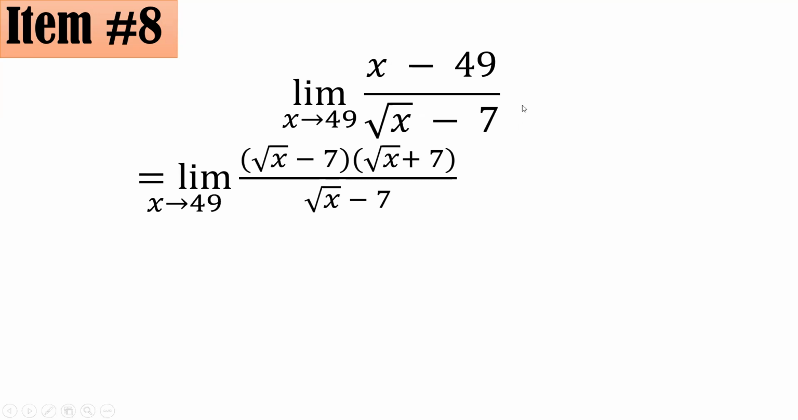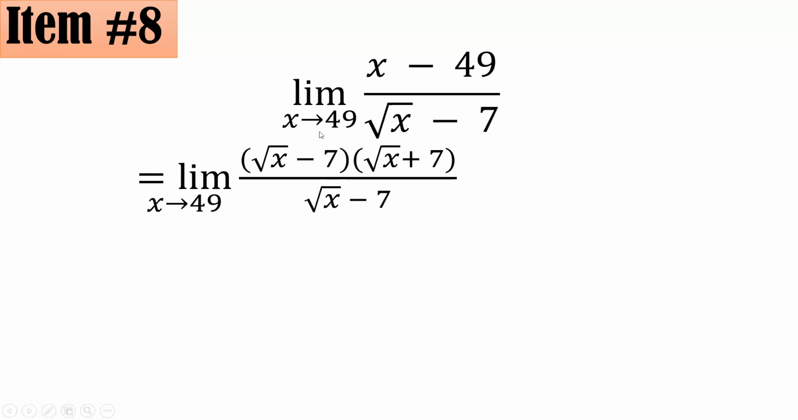Yung ginagawa naman po ng iba ay iba din. Nagmumultiply sila ng conjugate ng denominator na may radical. So yung conjugate ng square root of x minus 7 ay square root of x plus 7. So magmumultiply sila ng square root of x plus 7 sa numerator at sa denominator. Pero ito po yung ginawa ko. And take note po.